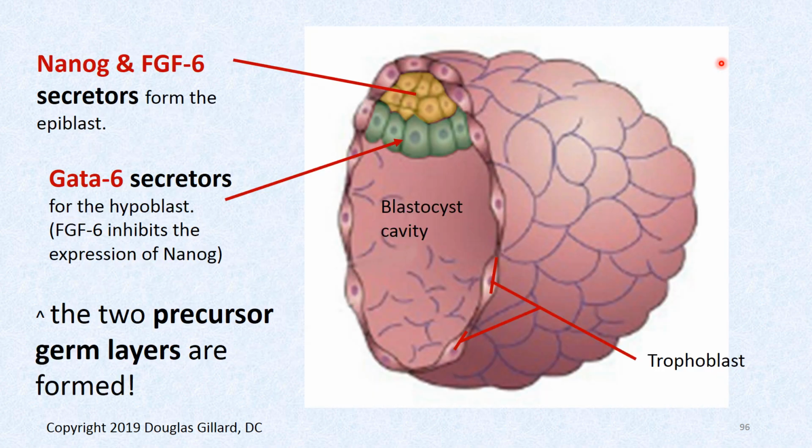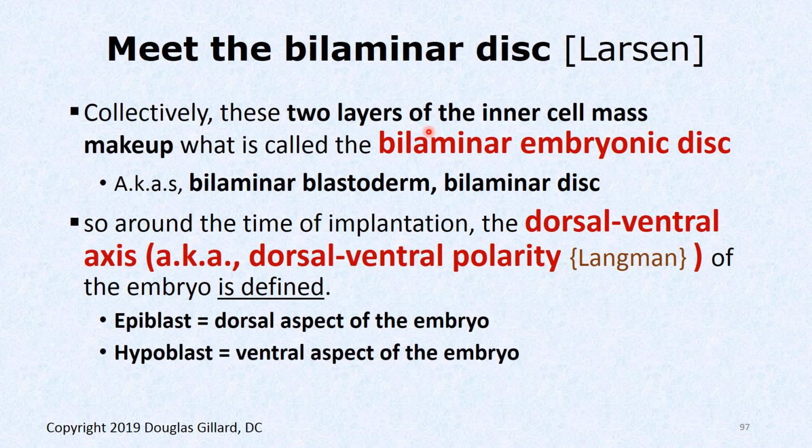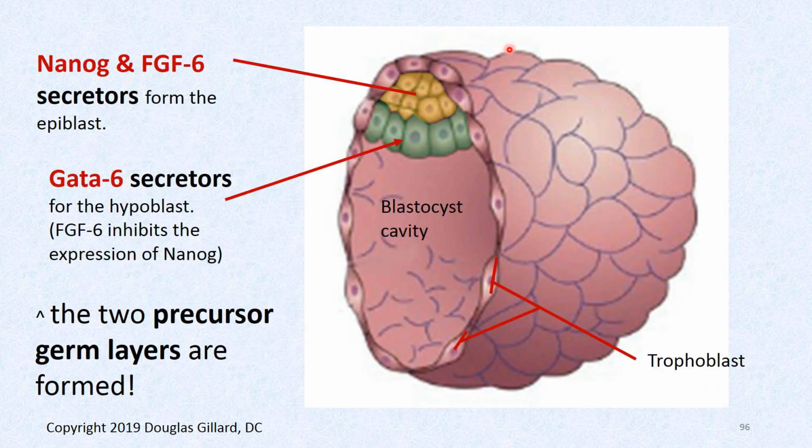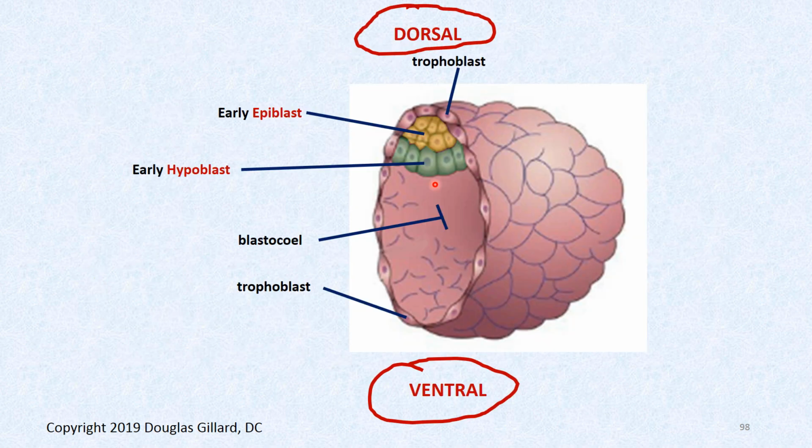Okay, so we've just created a bilaminar disc. Bi means two, so we have a two-layer disc here. Sometimes it's called a bilaminar embryonic disc or bilaminar blastoderm or just a bilaminar disc. So that's an important concept. And we haven't even implanted yet, right? So around the time of implantation, now we actually have an up and down. If this is the embryonic pole, this is going to be the dorsal surface of the embryo. Down here is going to be the ventral surface of the embryo. In a minute, we're going to show you which way is toward the head. We're going to form some AVE cells. But for right now, dorsal, ventral. So it's said that the dorsal ventral axis is now established, and we haven't even implanted yet.